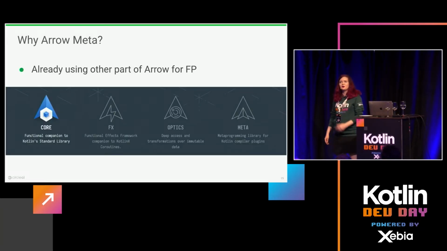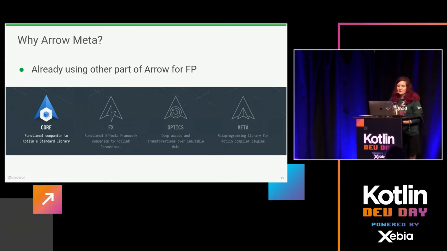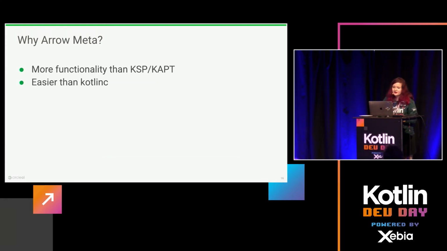Actually, as I told you, we were using the Arrow library for functional programming, and I am a big fan of it. So the choice was not obvious, but I really wanted to try it. Another important thing about Arrow Meta is that it is easier than kotlinc. Well, you can write something directly using kotlinc, but it's really difficult, with not a lot of documentation for external users, but you can.